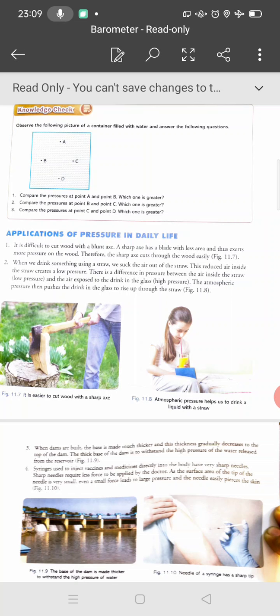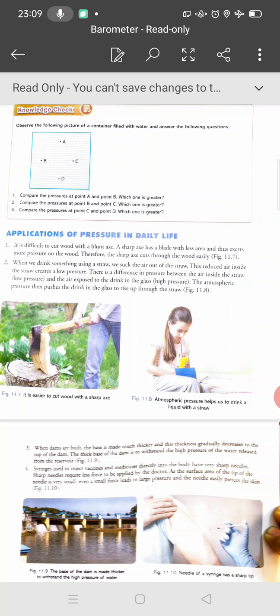Because there is a blunt axe, there is a large area. When you take the sharp axe, what will happen? There is less area, so you can apply more pressure, and you can cut the wood easily. Understand?